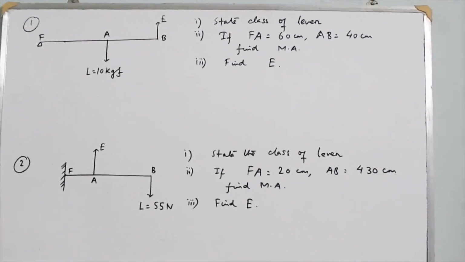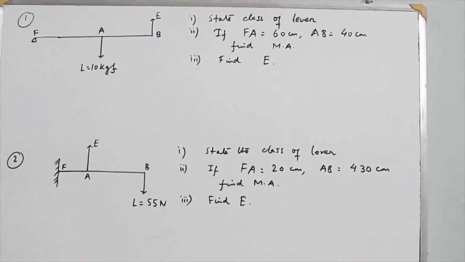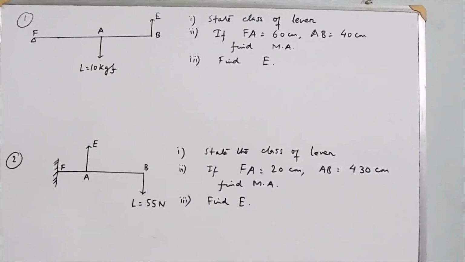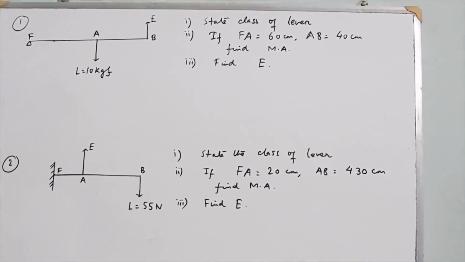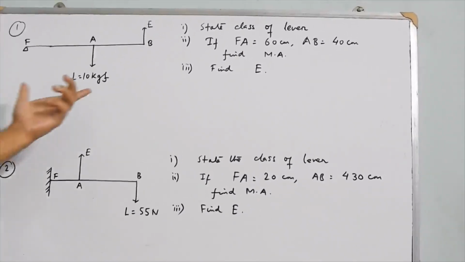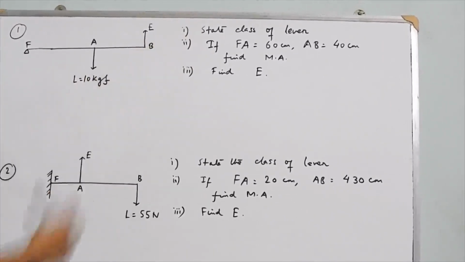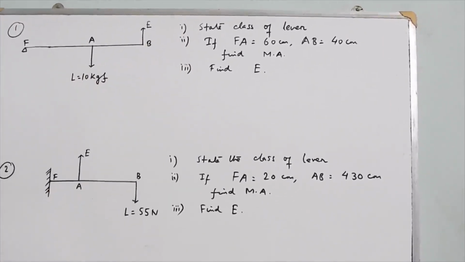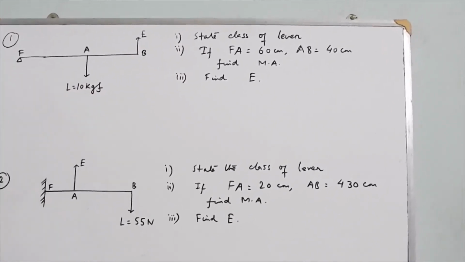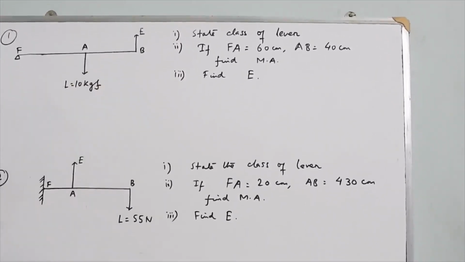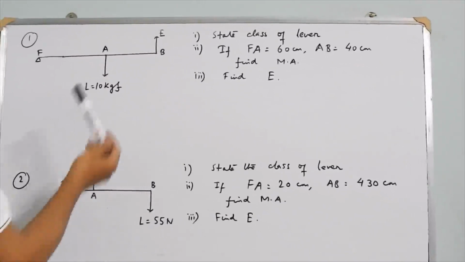Let us solve two problems related to levers. The first problem is as per this diagram. It has been asked to identify the class of the lever. FA is 60 centimeter, AB is 40 centimeter. We have to find MA and we have to find E.